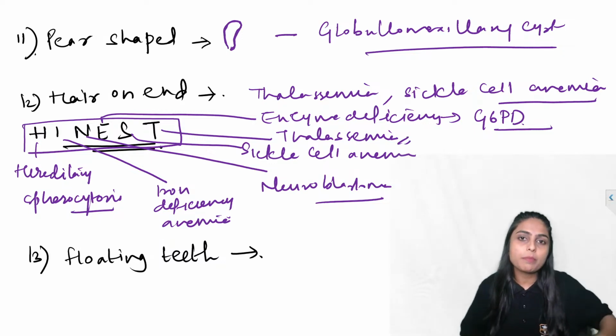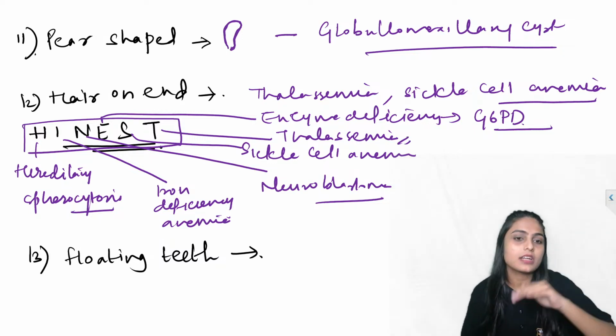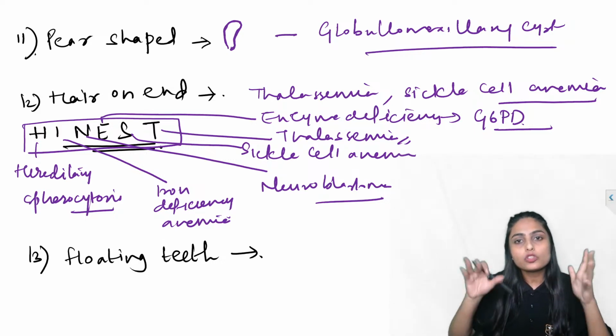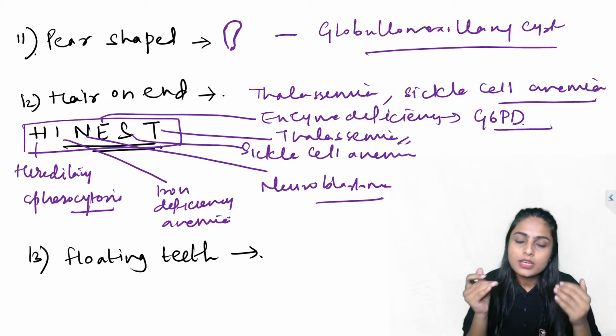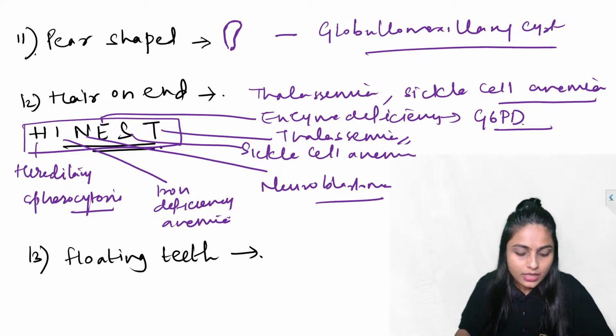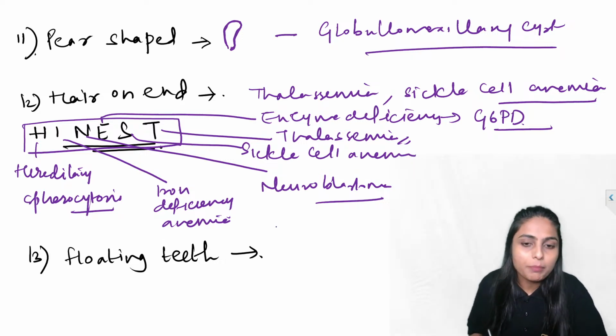So you can just remember hair-on-end appearance is seen in all of these conditions also. Most commonly thalassemia and sickle cell anemia, but some are confusing questions. You can remember this. Okay, next is floating teeth appearance.